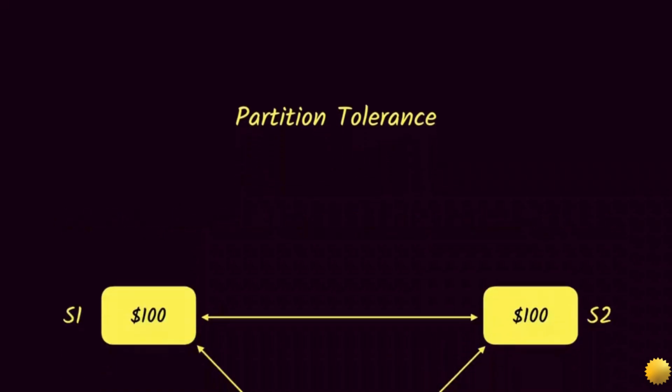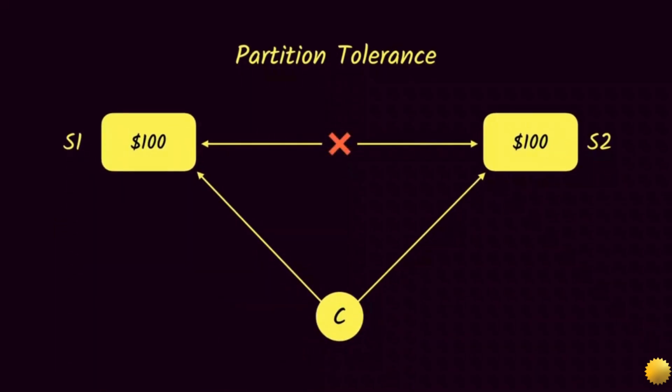If we look at the same payment system that we have built, if the connection between S2 and S1 cannot be established, maybe because of network issues or maybe because S2 is down, in this case we would say that our system is in a partition state. So the partition tolerance property just means that if a partition happens within a system, the system must continue to operate properly.